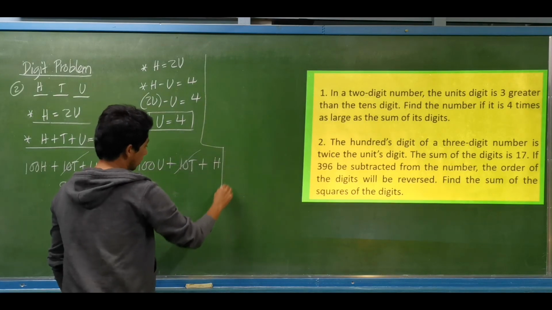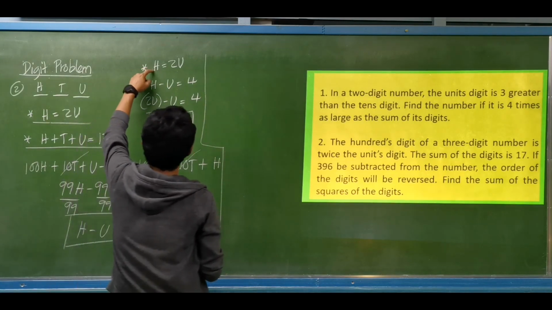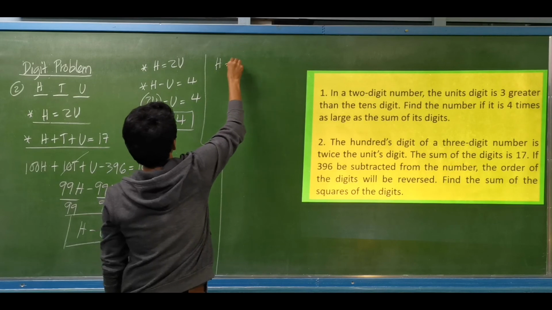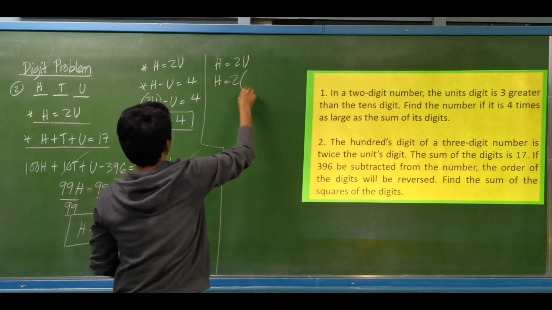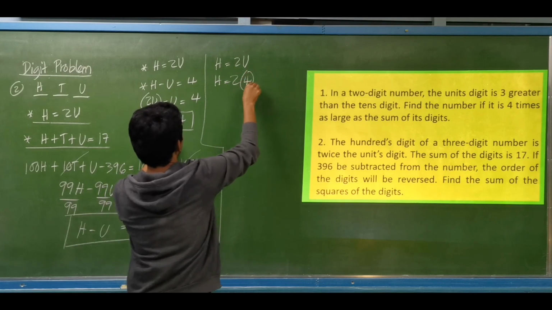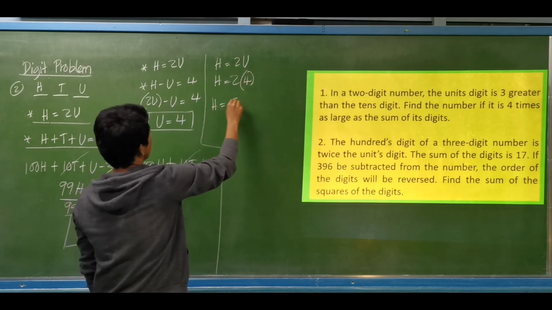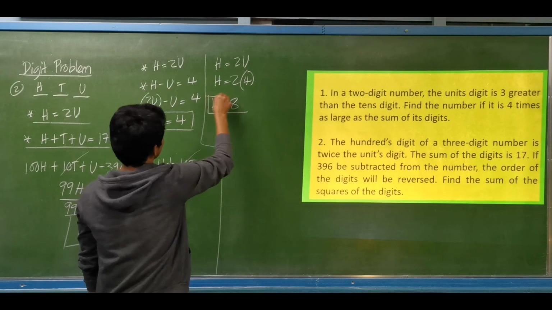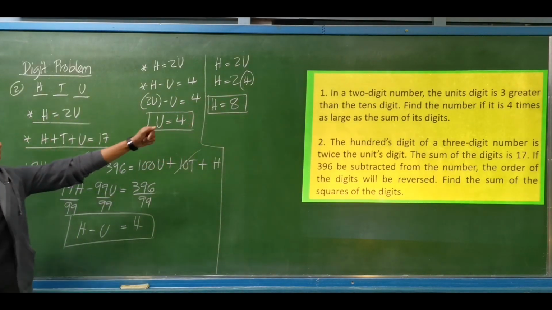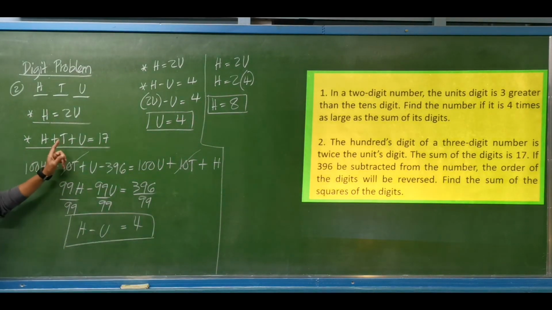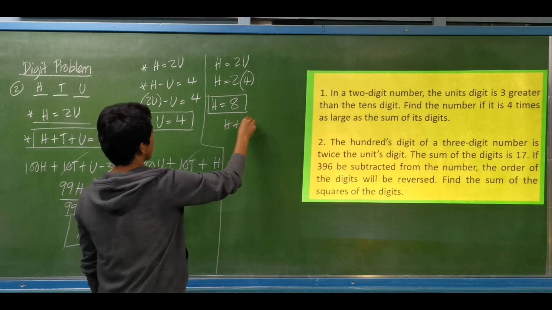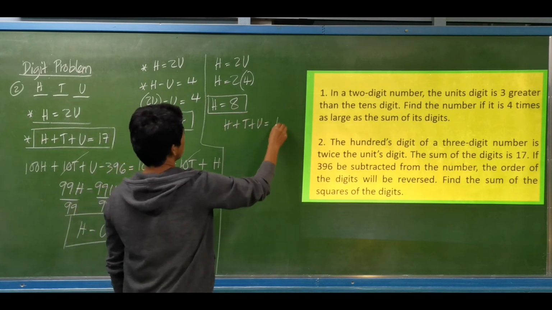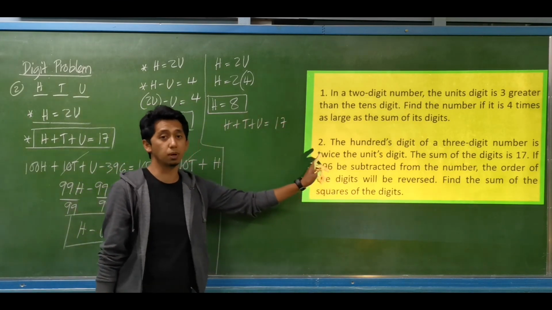And then we have to compute the hundreds digit. The hundreds digit is equal to twice of u. We have h is now equal to twice the units digit, which is 4. We have the hundreds digit is equal to 8. So we now have the units digit and the hundreds digit. Lastly, we are looking for the tens digit. You may use this equation, h plus t plus u is equal to 17. That is from the problem.